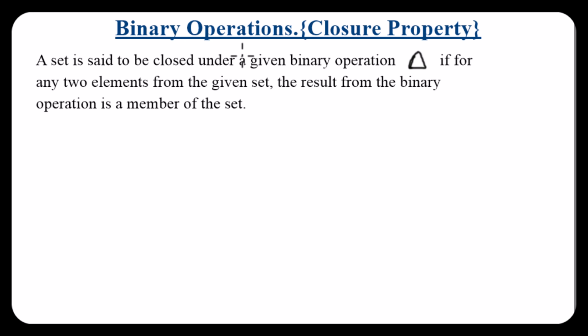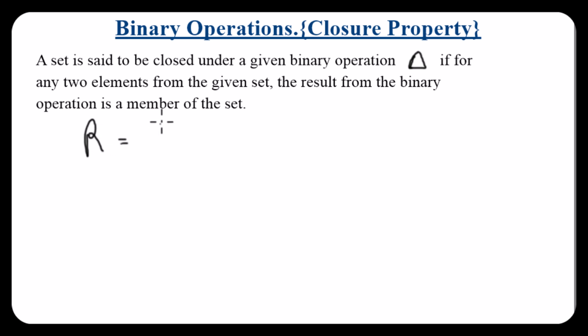Now, for closure property, we are told that a set is said to be closed under a given binary operation delta if for any two elements from the given set itself, the result from the binary operation is a member of the set. So what this is simply trying to tell us is, let's say we have set R being a set of all real numbers from negative infinity to positive infinity.